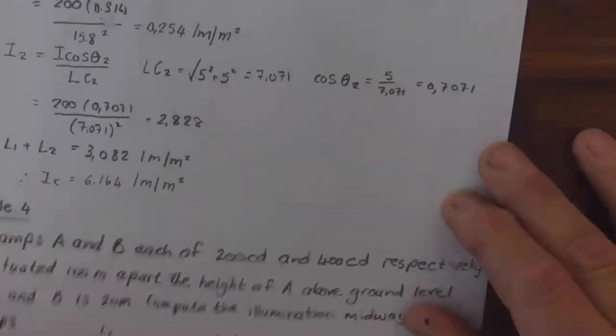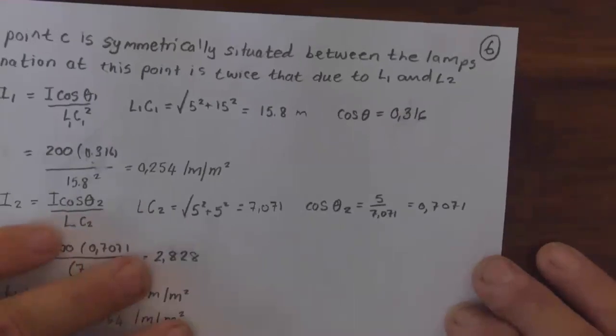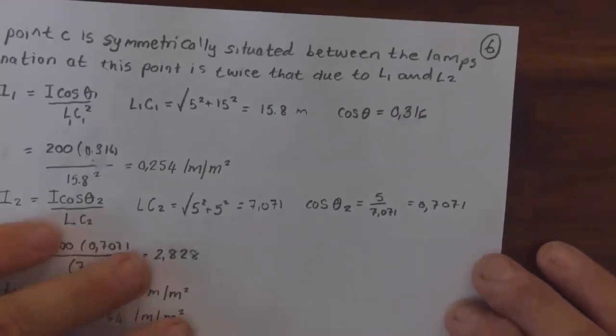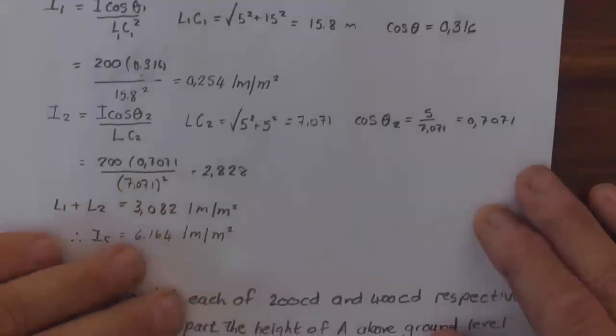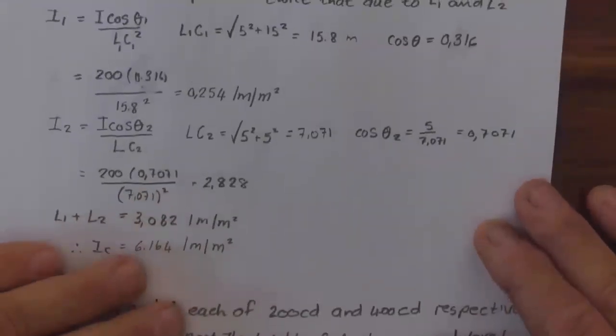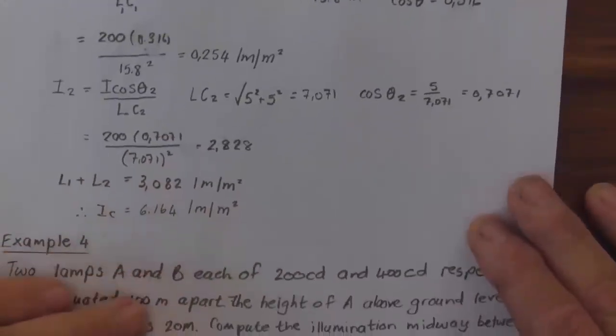And that gives us LC1 is the square root of 5 squared plus 15 squared, which is 15.8. And if we get the cosine of that angle, it is 0.316. Therefore, I is 200 times 0.316 divided by 15.8 squared. That gives us 0.254 lumens per square meter.